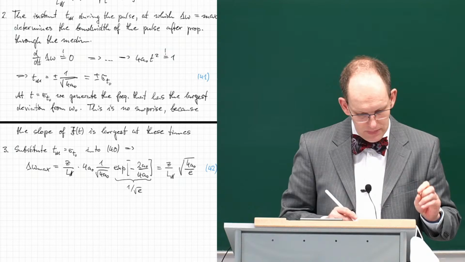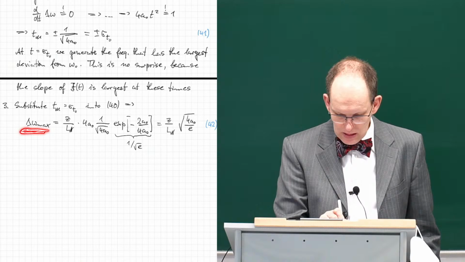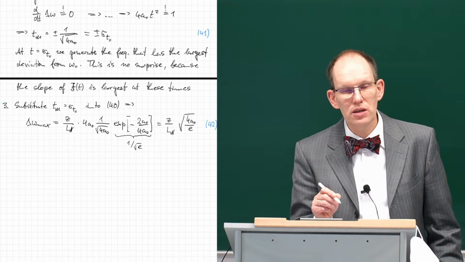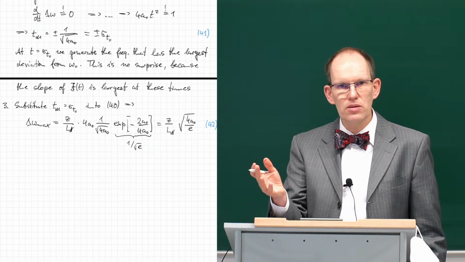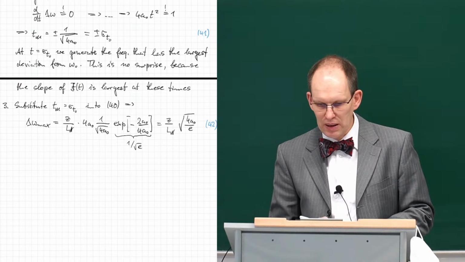And what you see here is that we have the maximum bandwidth now as a function of the initial pulse duration, but of course we could also transform this pulse duration into the initial spectrum. We assumed, just as a reminder, that we start with a bandwidth limited pulse, so we can easily transform this into the respective spectrum.